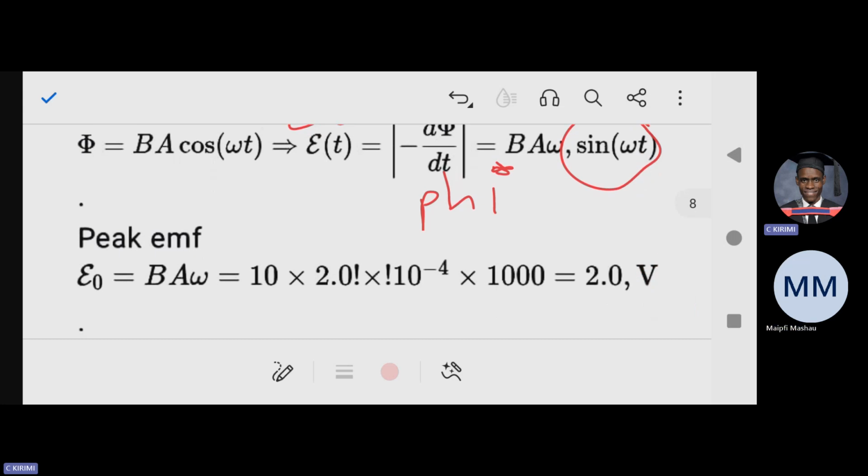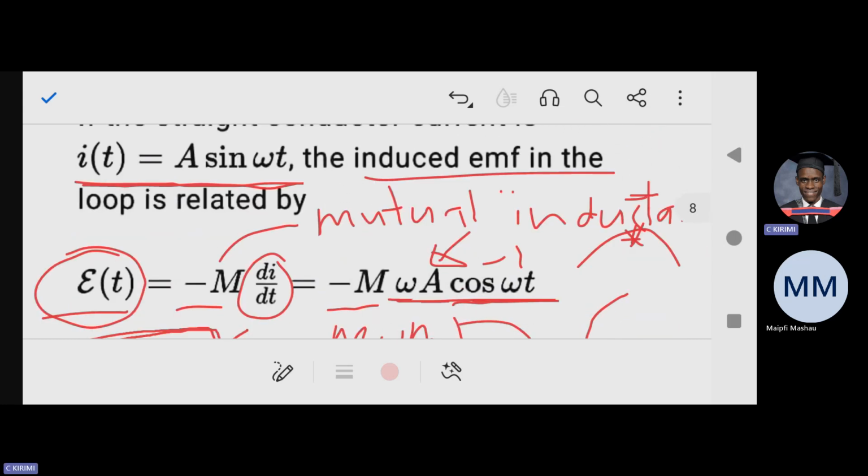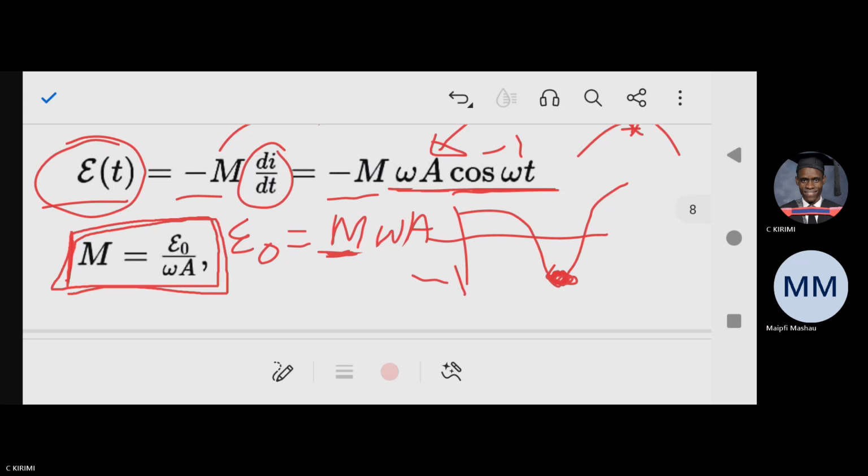The peak EMF is 2 volts. Here, the peak EMF was minus M A omega. It will now be positive, since cos omega t is now negative: negative, negative gives you positive. E naught is the same as M omega A. Then you make your mutual inductance the subject of the formula by dividing by omega A on both sides. Then you get your mutual inductance.